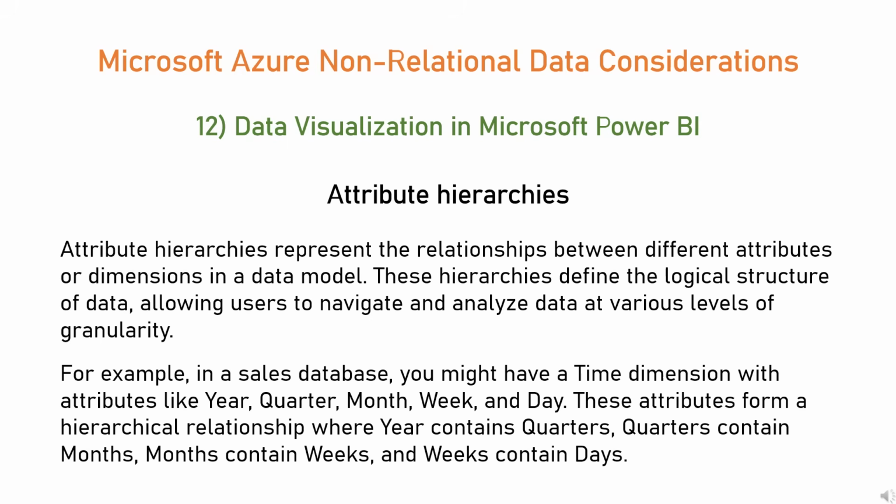Attribute hierarchies. Attribute hierarchies represent the relationships between different attributes or dimensions in a data model. These hierarchies define the logical structure of data, allowing users to navigate and analyze data at various levels of granularity. For example, in a sales database, you might have a time dimension with attributes like year, quarter, month, week, and day. These attributes form a hierarchical relationship where year contains quarters, quarters contain months, months contain weeks, and weeks contain days.